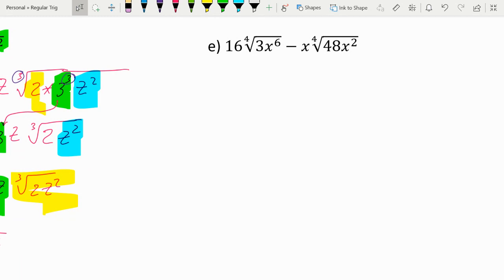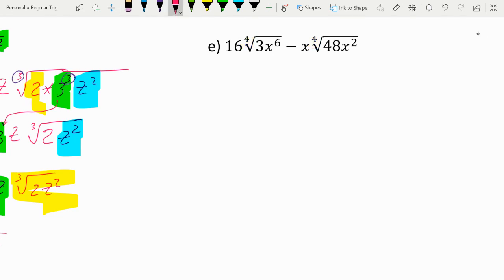All right, last one. Again, I'm looking at this thing. Very first thing I'm looking at now, oh crap, I have something to the fourth power. So now I want to start thinking something to the fourth.